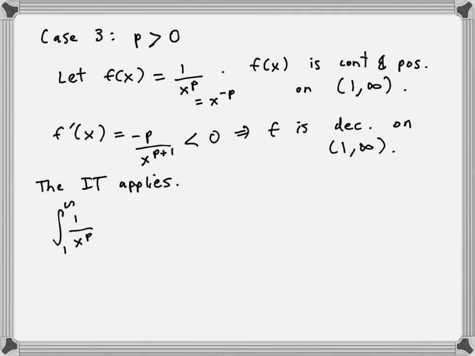We're going from 1 to infinity. Let's see what we get here. We know that this is the limit as t goes to infinity of the integral from 1 to t of x to the negative p dx. So let me go ahead and do this integral.